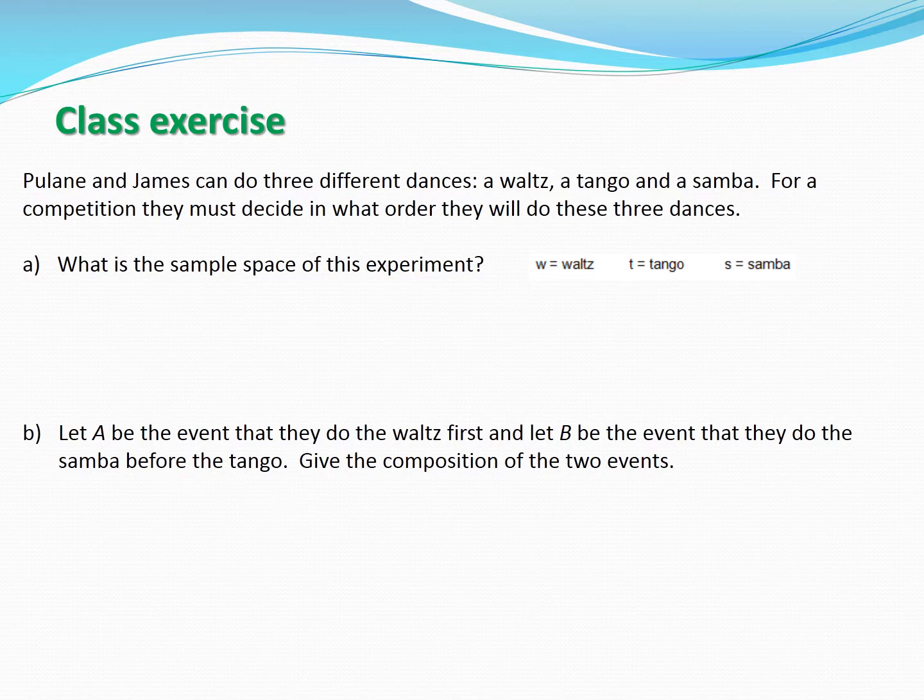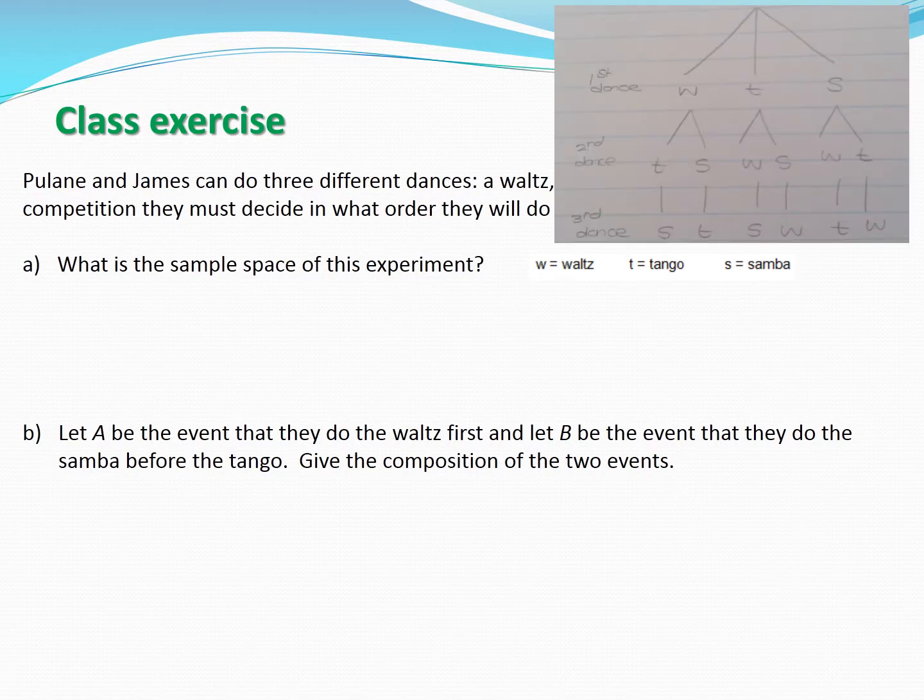Okay, let's look at the answer. For the first dance, there's 3 possible options. But then for the second dance, there will only be 2 possible options each time, because if they did the waltz first, they can't do the waltz for the second dance as well. So there they can either do the tango or the samba then. If they did the tango for the first dance, they can only do the waltz or the samba for the second dance, and if they did the samba for the first dance, they can only do the waltz or the tango for the second dance.